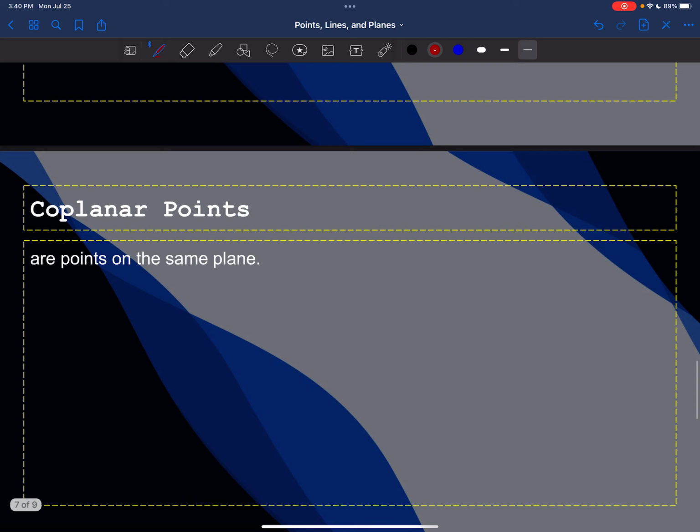Coplanar points are points on the same plane. So the same idea, like collinear points are points on the same line, coplanar points are points on the same plane. So I have my plane over here, and I can call these A, B, and C. Notice that these points are on the same plane. So we can say that A, B, C are coplanar. These are coplanar points, okay?